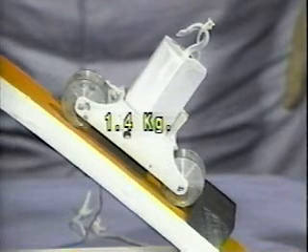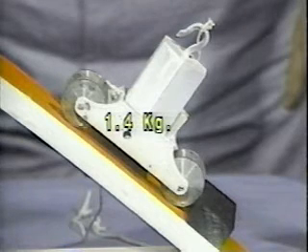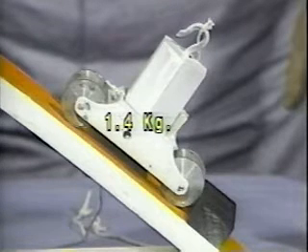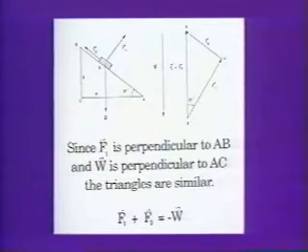To produce equilibrium, we need two forces to exactly add as vectors to produce the force of the weight of 1.4 kilograms. Notice that the inclined plane has three sides in the ratio of 3 to 4 to 5. Since the force on the right is perpendicular to the side AB and the weight is perpendicular to the side AC, these two triangles are similar. Therefore, we want F1 plus F2 to be equal to minus the weight.